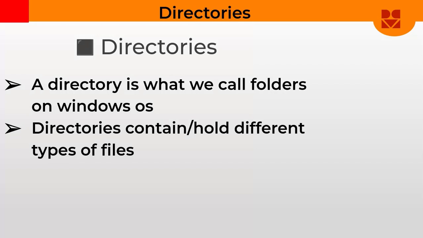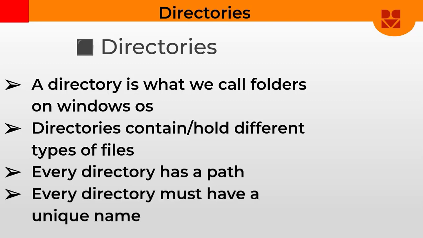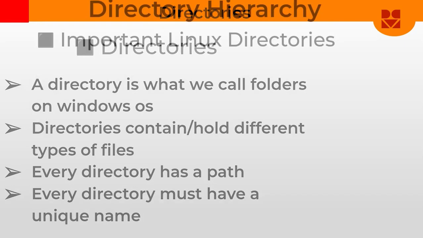And it could also contain other directories, right? But then it is important to know that every directory has a path. So to access any file container, you should know the path to that container. And then it must have a unique name as well. Just like how files have their unique names, directories should also have their unique names.